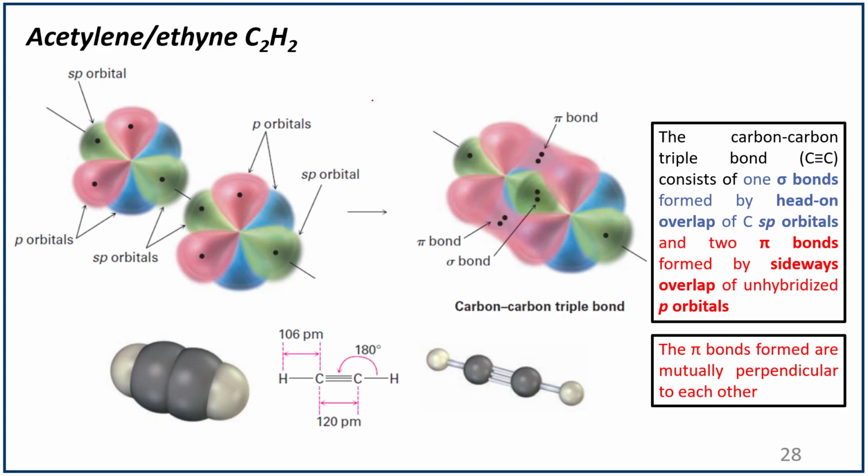Now, as you can see, those 2 unhybridized p orbitals, this one and basically this one, are perpendicular to each other. But when carbon bonds with carbon, those p orbitals actually overlap sideways to form pi bonds.